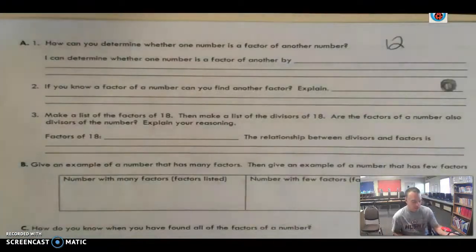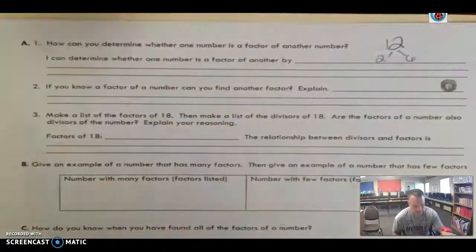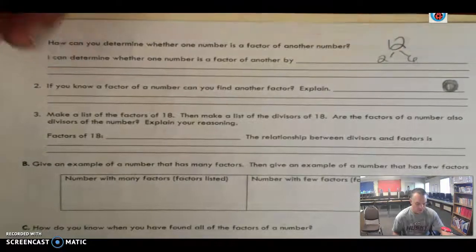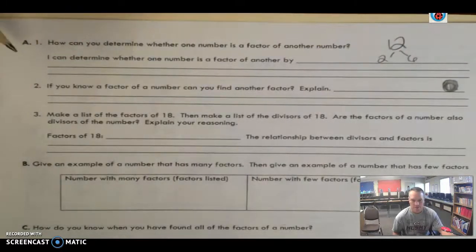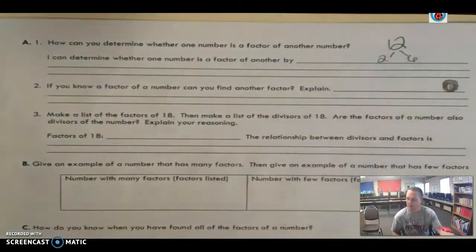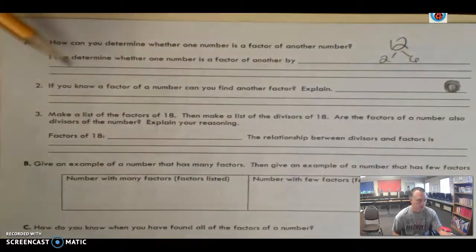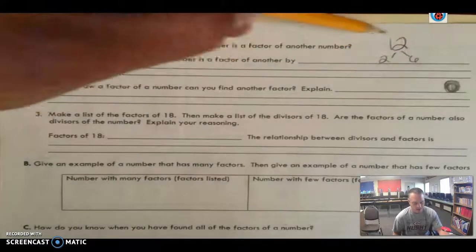Okay, on the back side, A, how can you determine whether one number is a factor of another? So how do I know? If we're talking about 12, and say I have 2 and 6, how do I know that 2 and 6 are both factors of 12? I can determine whether one number is a factor of another by what? Well, we can check it through multiplication, or we can check it through division. So there's two ways to do that. If you check through multiplication, like 2 times 6 is 12, 3 times 4 is 12, 1 times 12 is 12, those are all ways that you'd be able to find the factors of 12.